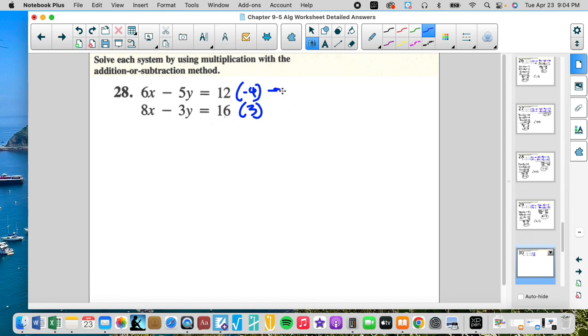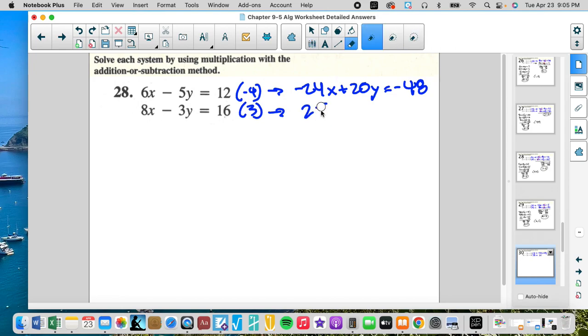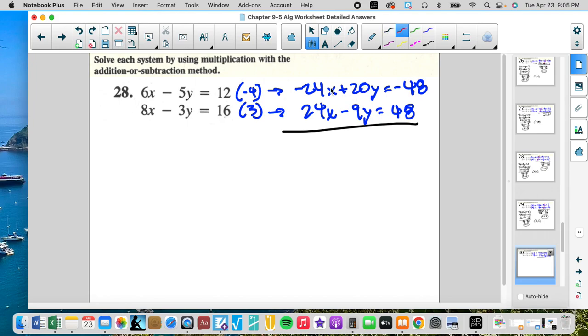So if we multiply, we get negative 24x plus 20y equals negative 48. This becomes positive 24x minus 9y equals 48. Oh, there's a number of things that are interesting. X's cancel. You're left with 11y equals 0. Divide by 11. Y equals 0.